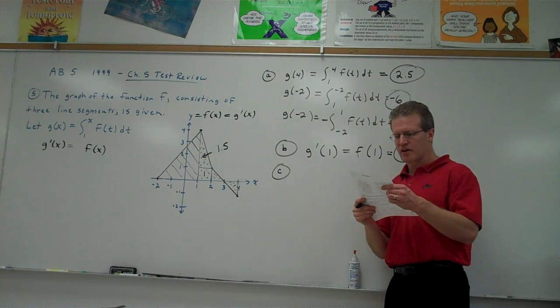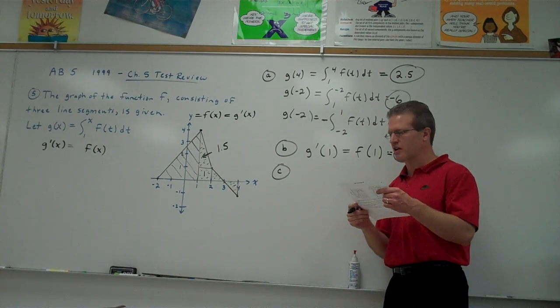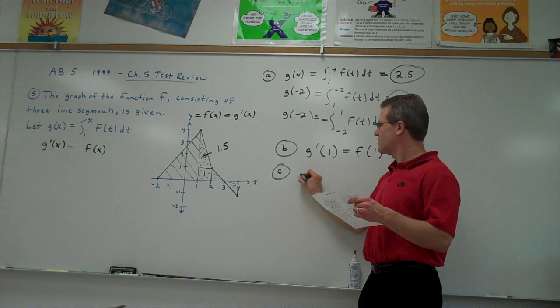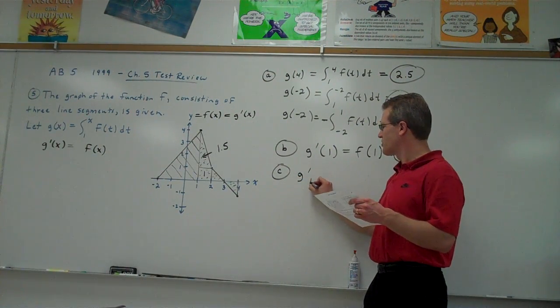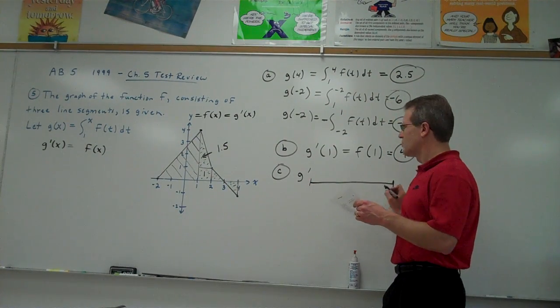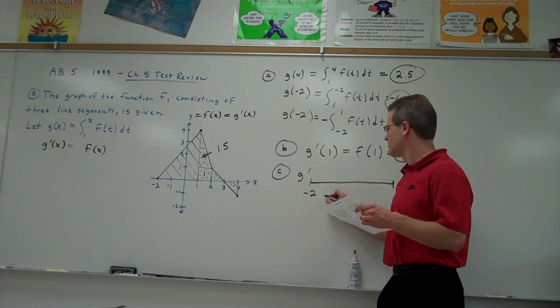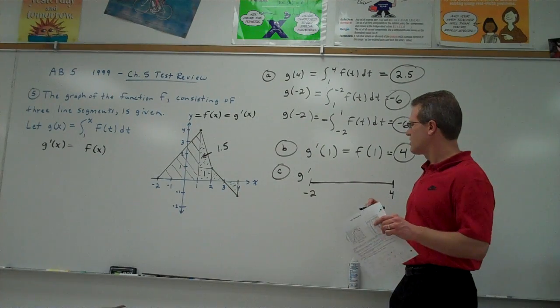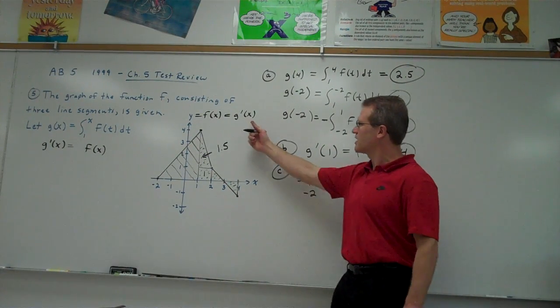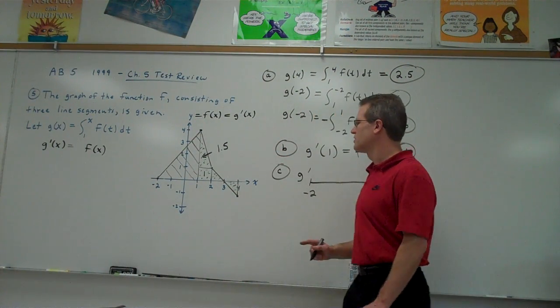Part C, find the absolute minimum value of g on the closed interval -2 to 4. Justify your answer. Let's go ahead and make a number line chart for g prime. We're going from -2 to 4. And remember that g prime can be found by looking at f, which is also the y coordinate.